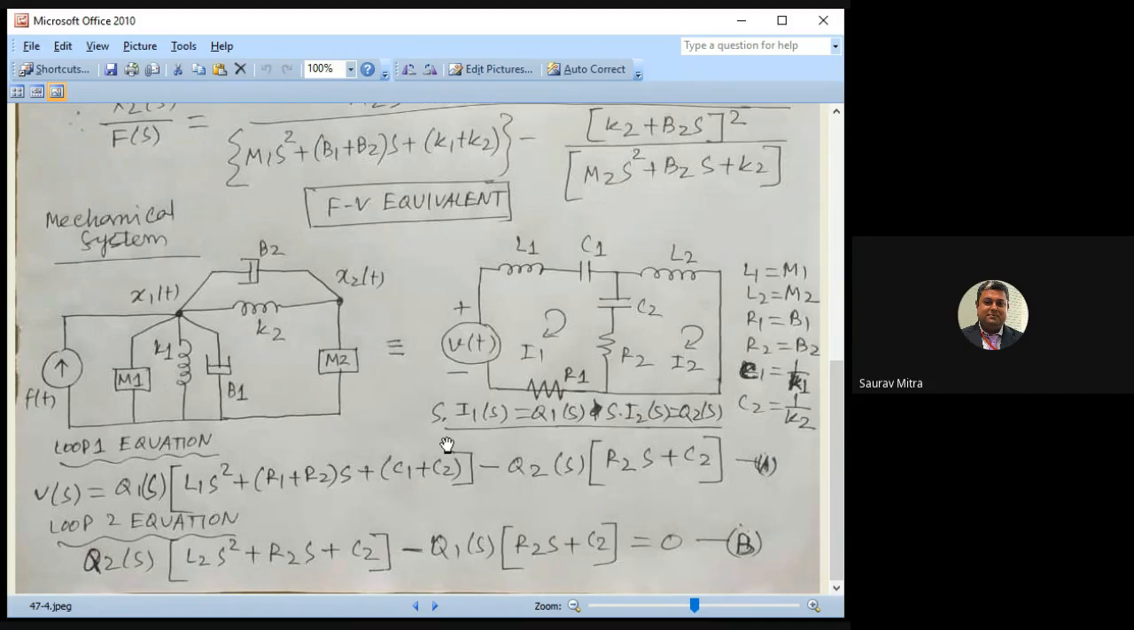So I think I have I is equal to dq by dt. I think here I have written it wrong. So I1s should be equal to sq1s and I2s will be sq2s, because I is equal to dq by dt. So please do this correction. I1s is equal to sq1s and I2s will be equal to sq2s. That way you can substitute here and you can get the answer.